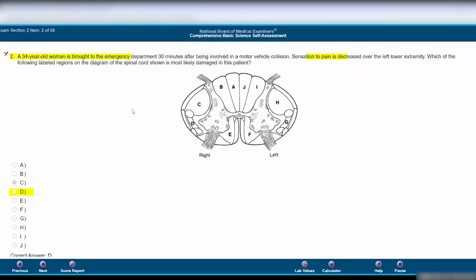A 34-year-old woman is brought to the emergency department. Sensation to pain is decreased over the left lower extremity. Which of the following labeled regions on the diagram was most likely damaged? I thought it was the lateral spinothalamic tract that was damaged, but I guess I just didn't know the parts on the diagram.